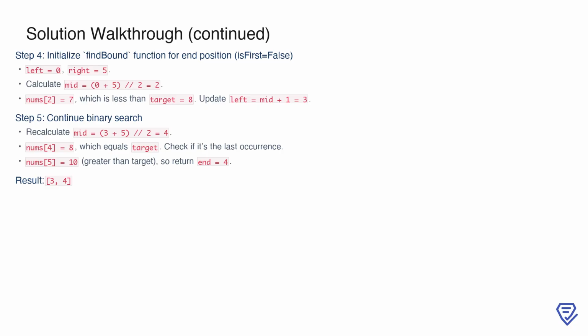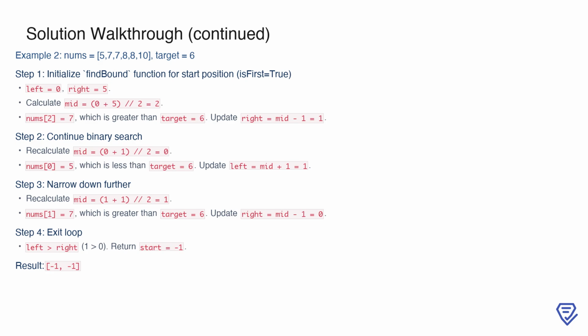In the second example, we use the same array [5, 7, 7, 8, 8, 10], but this time the target is 6. To find the start position, we initialize the findBound function with isFirst equals true, setting left equals 0 and right equals 5. Calculating mid gives 2, where nums[2] equals 7. Since 7 is greater than the target, we narrow the search to the left half by updating right to mid - 1, which is 1. Recalculating mid as 0 gives nums[0] equals 5.